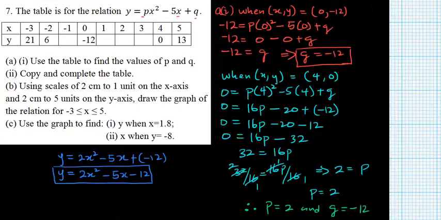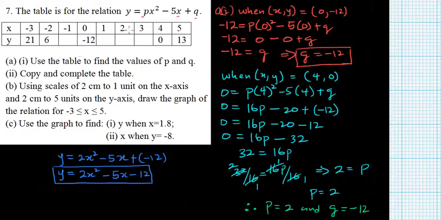Let's go to the next question. The next question says copy and complete the table. What they expect us to do is to bring this table down and find the value of y which is missing here, in this box, this box, this box. So that's what we'll do.